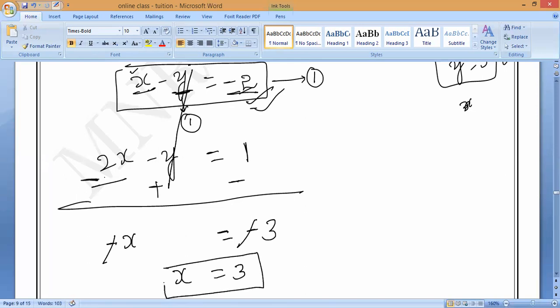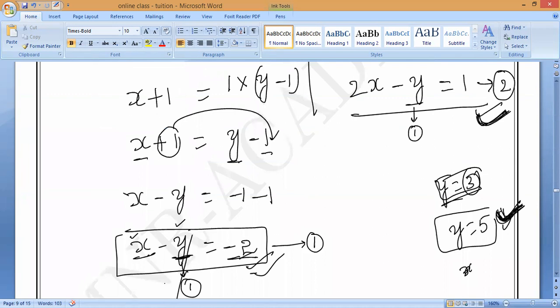Okay? In x, any one of the equation. Ask Ra, what is your doubt? Ma'am, x is equal to 3. X is equal to 3 only, ma'am. Fine. X is equal to 3. Very good.